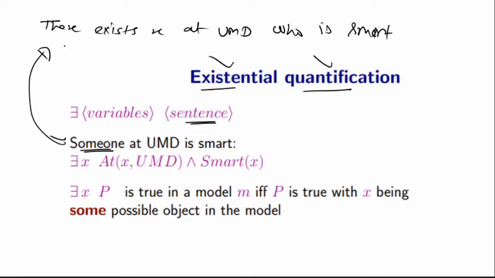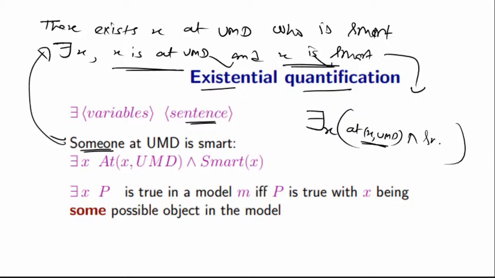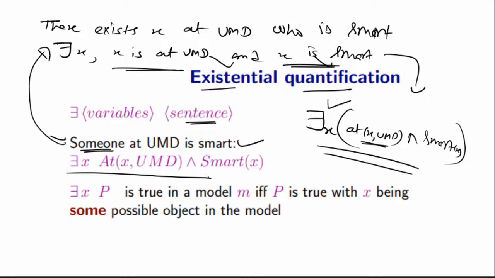Or I can rewrite like this: there exists X such that X is at UMD and X is smart. This is how I can rewrite it. And now I can convert it into our formula very easily: there exists X, At(X, UMD) and Smart(X). That means X is at UMD and X is smart. So this is how you can convert this statement into a first order logic formula.